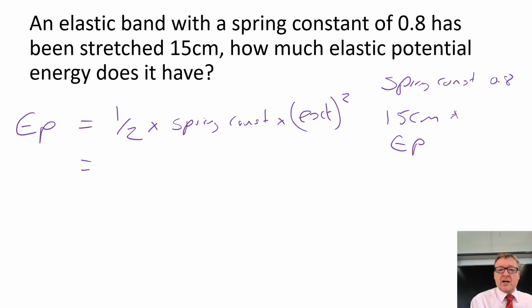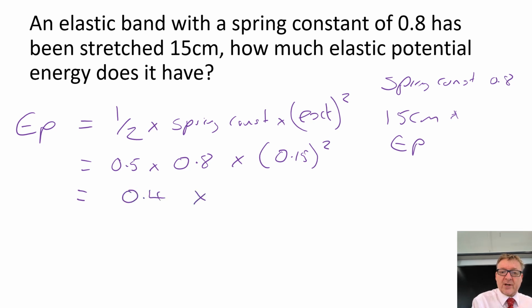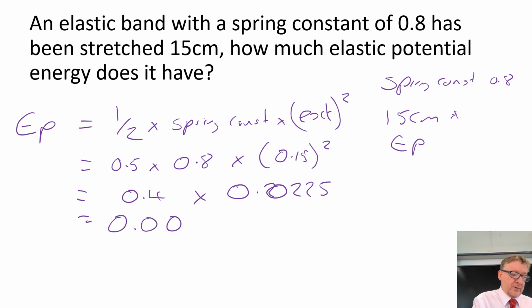So we've got 0.5 multiplied by our spring constant, which is 0.8, multiplied by our extension, but we've got to convert our extension from centimeters to meters, so it's going to be 0.15 squared. I'm just going to break it up a little bit. Half of 0.8 is 0.4, multiplied by 0.15 times 0.15, which is 0.0225, which equals 0.009 joules. So that's our first one where we've actually had to think a little bit about our units.